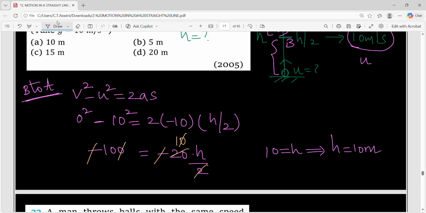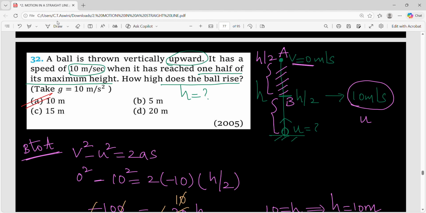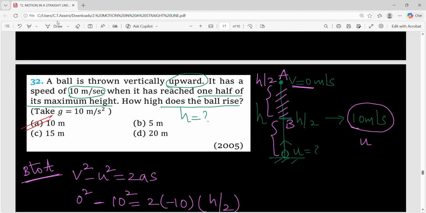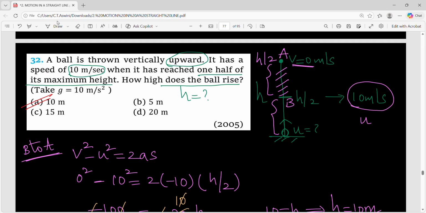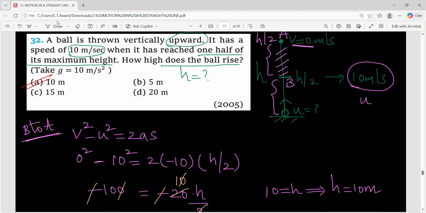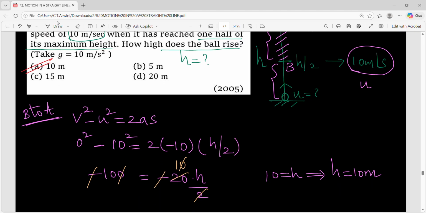So what is the maximum height here? Maximum height is 10 meters. And how did we do this problem? We consider from B to A. So for B to A, the velocity they gave becomes initial and we know final velocity will be 0. We have the distance also. And this time the body is moving upward. So velocities will be positive, height will be positive, but acceleration, as I told you, g will always be negative.